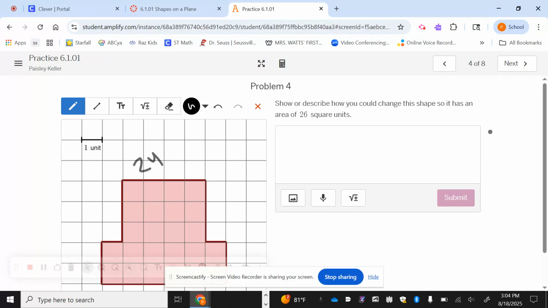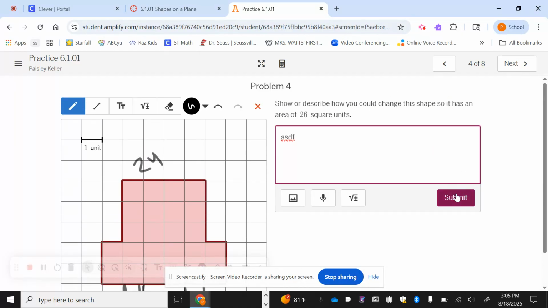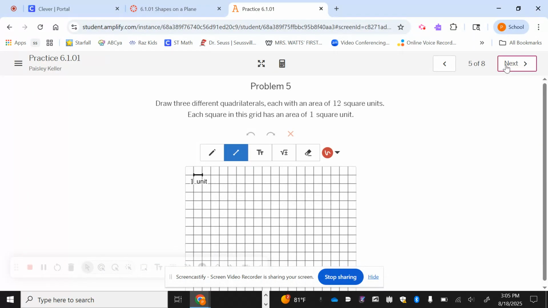I could just add two extra blocks anywhere. I'm going to put it on the bottom so it looks like a giant nose. I could put a block here and a block there. You're just going to add two extra blocks anywhere you want, and it's going to make 26. And then you would describe that in your own words and hit submit. Then I go to number 5.